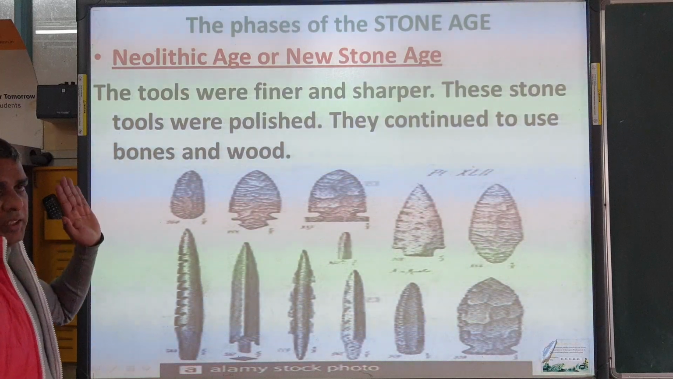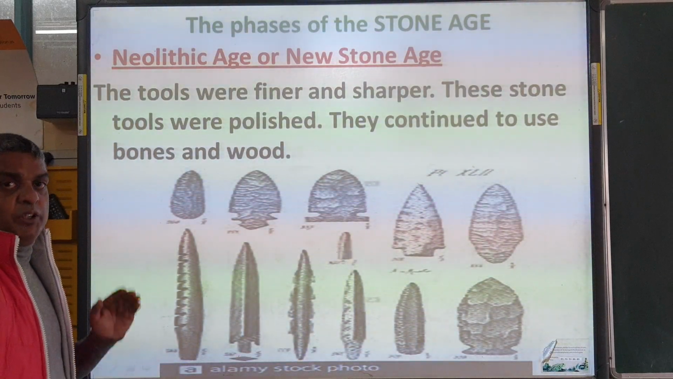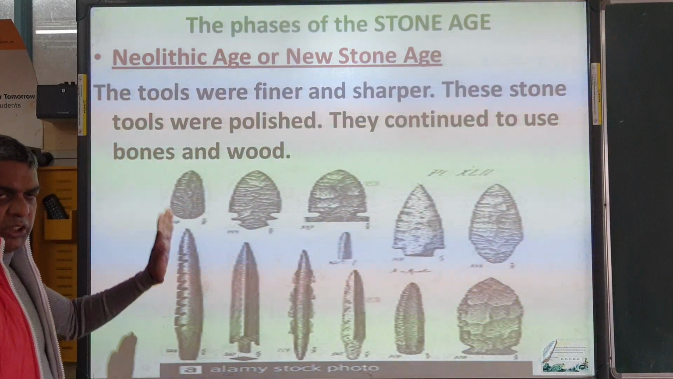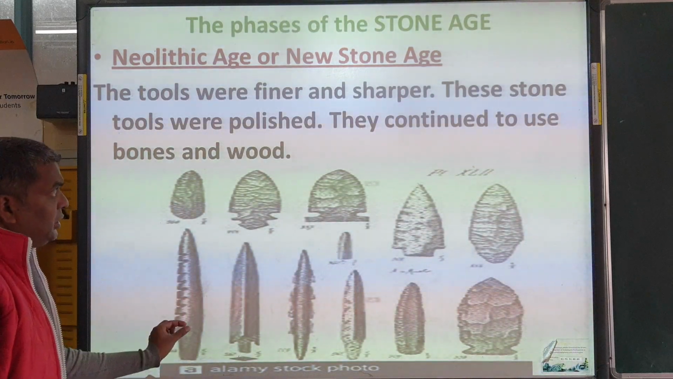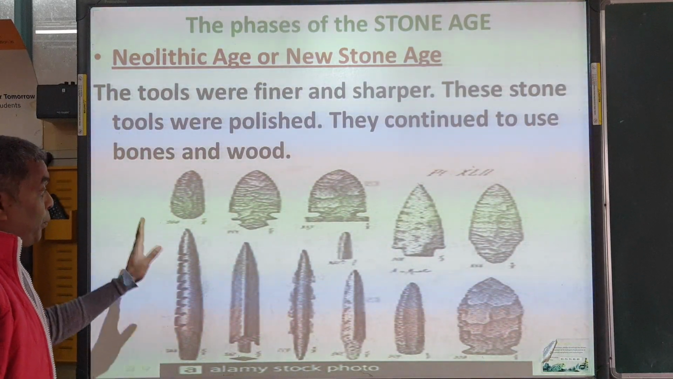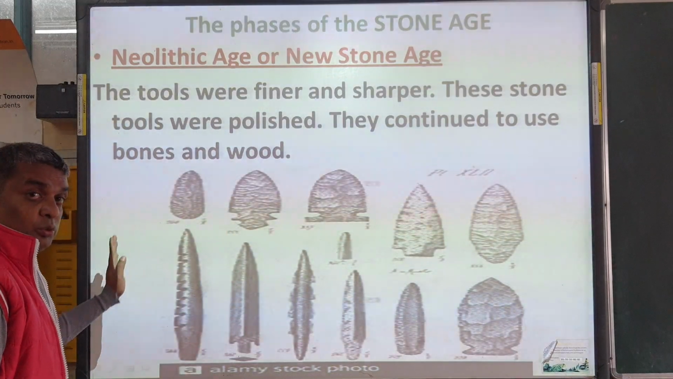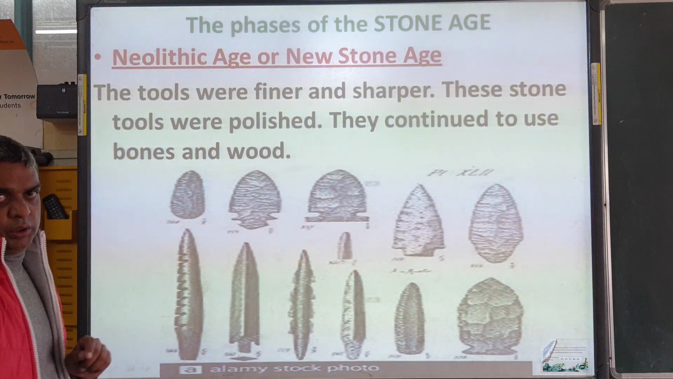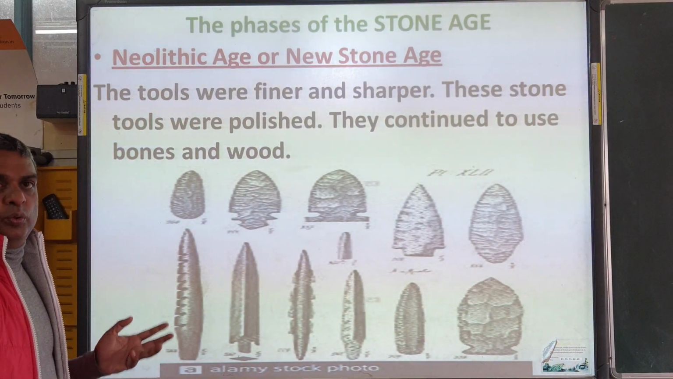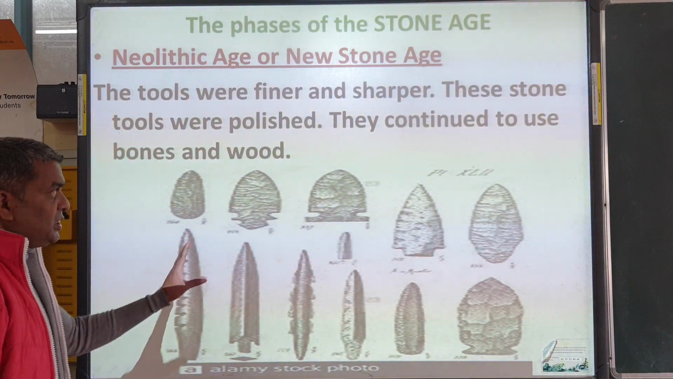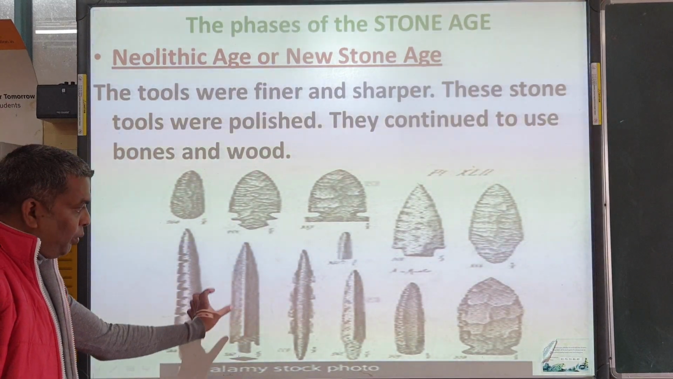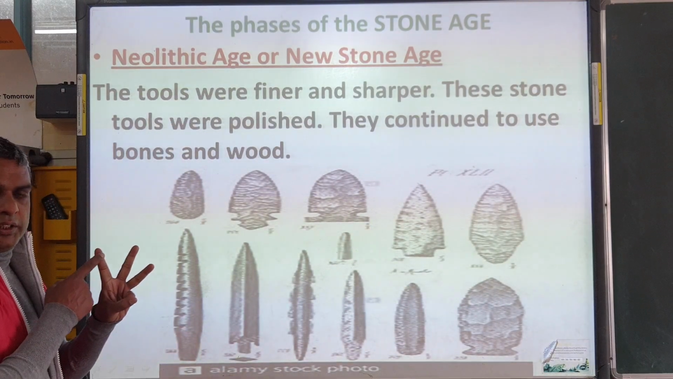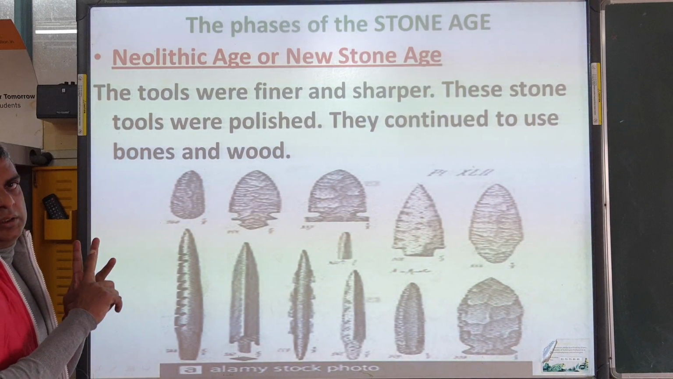Then comes Neolithic Age or New Stone Age. Please pronounce these words correctly. Neolithic. The tools were much finer than the Mesolithic. They became thinner and sharper, and then they were polished also. So you can see the difference between the tools previously and now. They continued to use stone, bones and wood. But in this age, the tools became sharper, polished also, more fine. So this is the difference between the three phases: Paleolithic, Mesolithic and Neolithic.